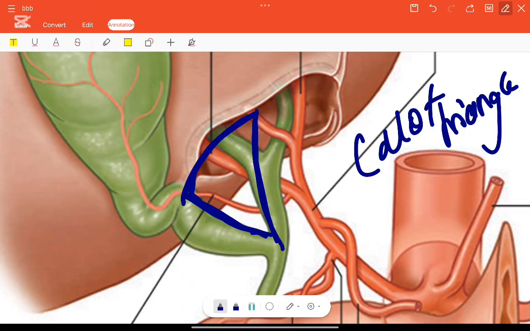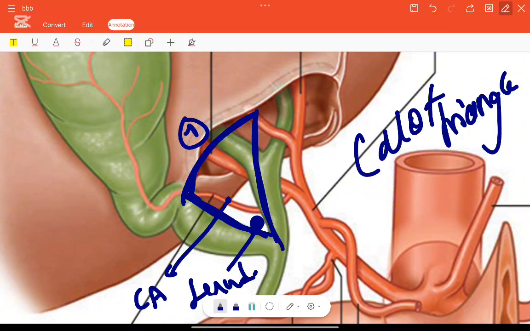This triangle basically contains fat, and it contains the cystic artery, this little one, and it contains a node called the lymph node of Lund. It's a lymph node that drains the gallbladder. So the borders again: number 1, undersurface of liver; number 2, cystic duct; number 3, common hepatic duct. Common hepatic, because of course we know that when cystic duct joins common hepatic, it becomes common bile duct. So common bile duct is not a border.